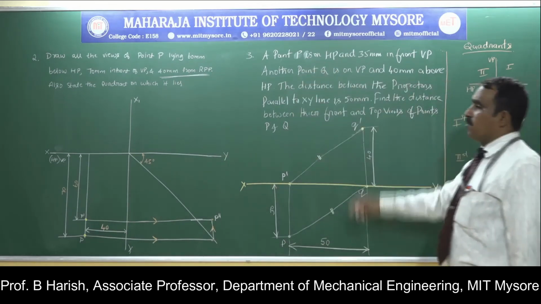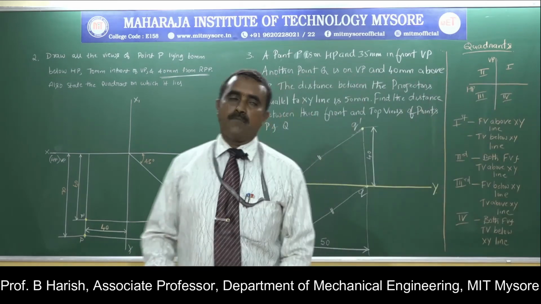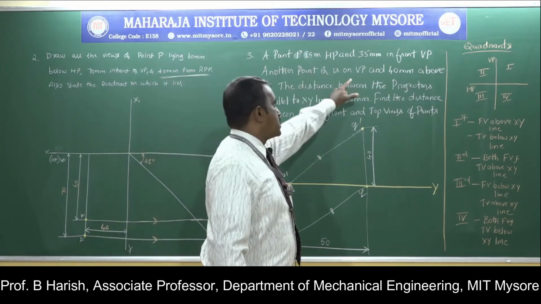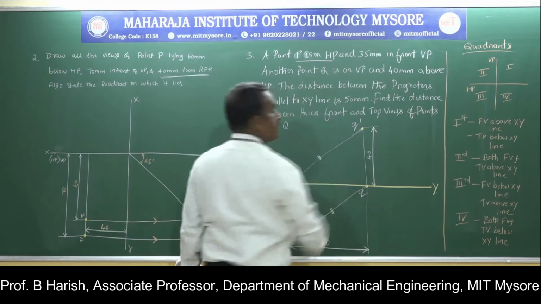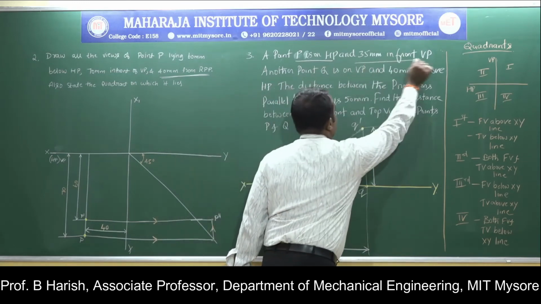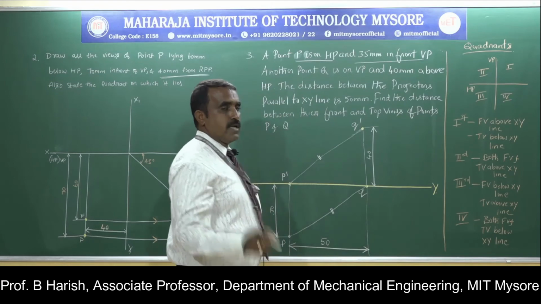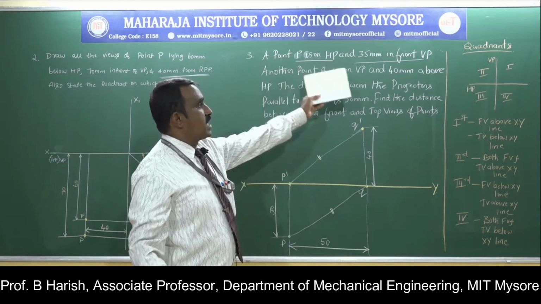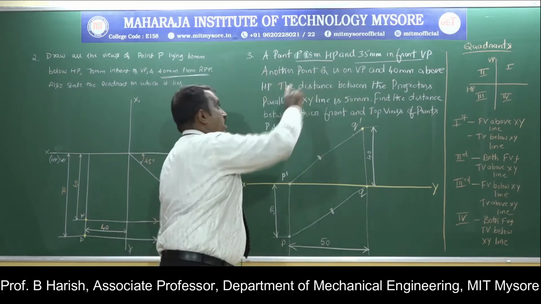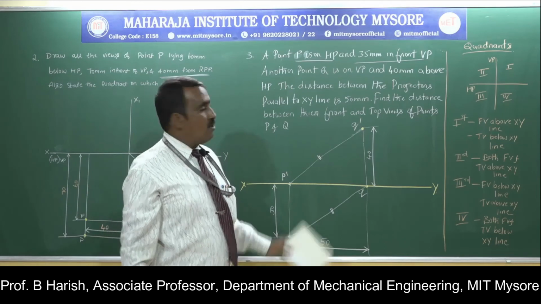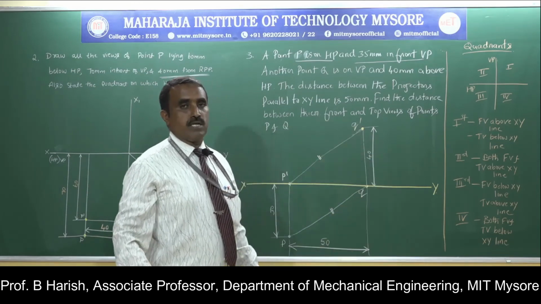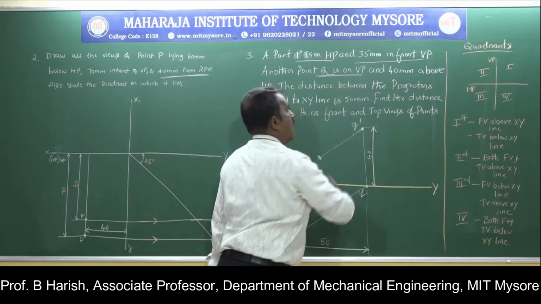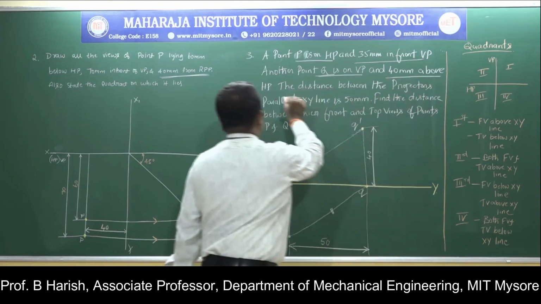This is one more variety of problem that can be asked. The problem runs like this. Point P is on HP, very important, it is on HP, and 35 mm in front of VP. That is the position of the point. Another point Q: here we have 2 points, so I will try to draw the projections of both. Point Q is on VP and 40 mm above HP.